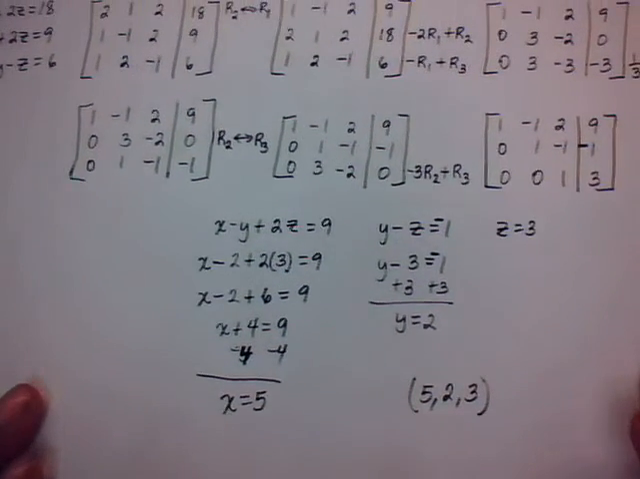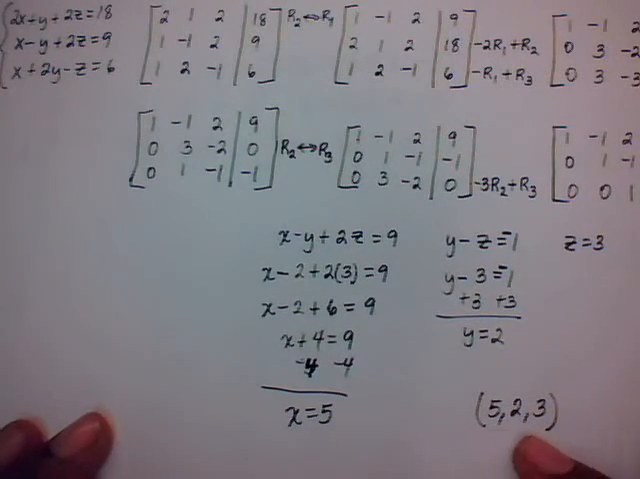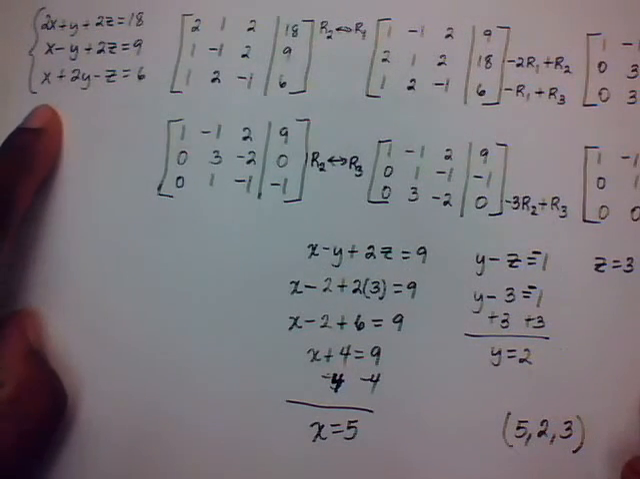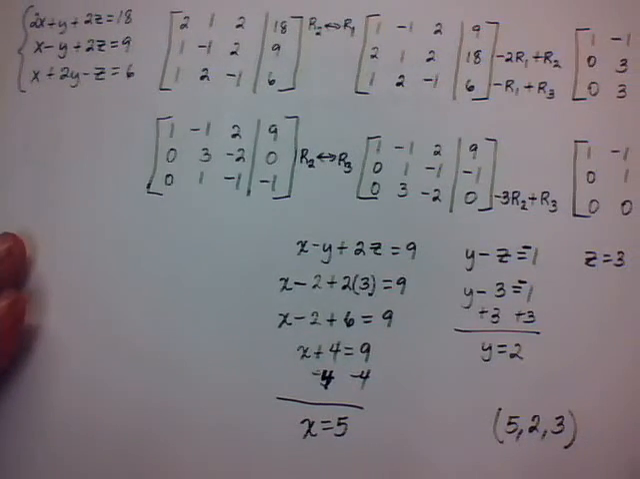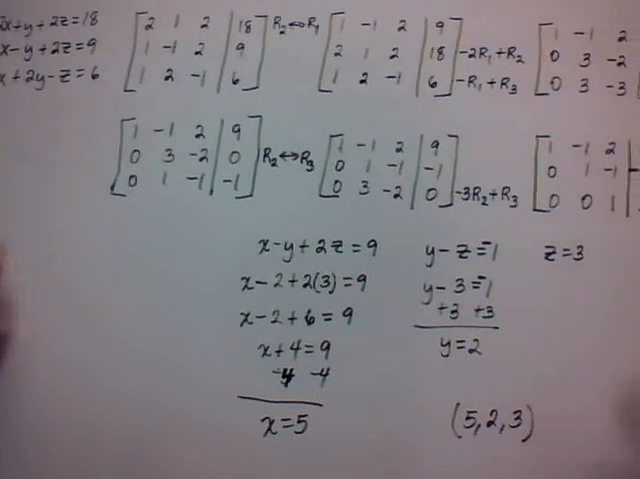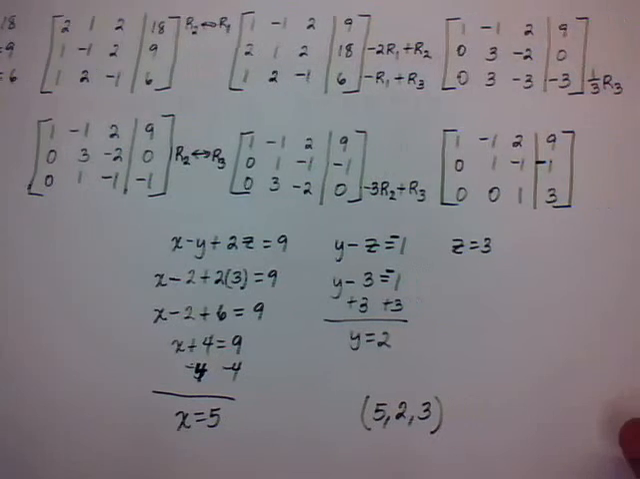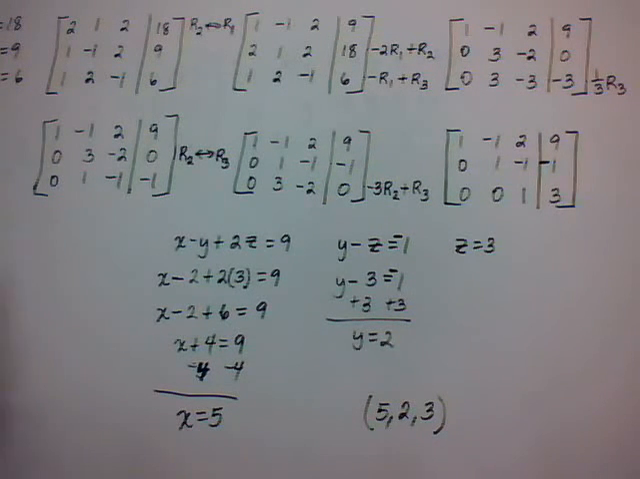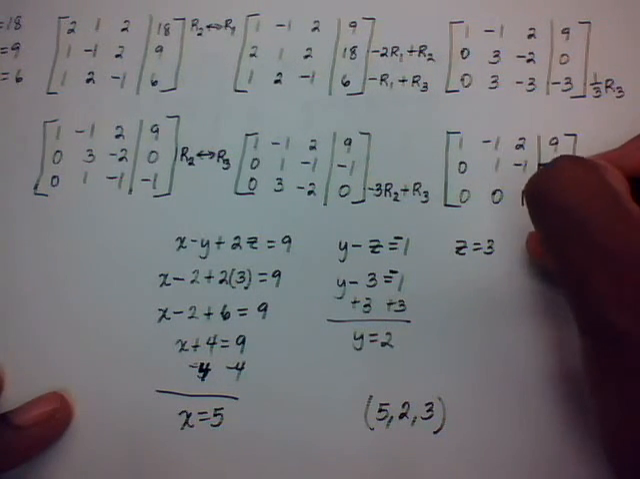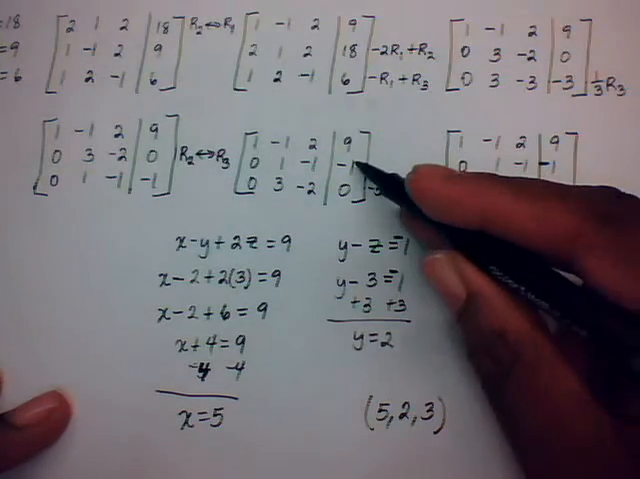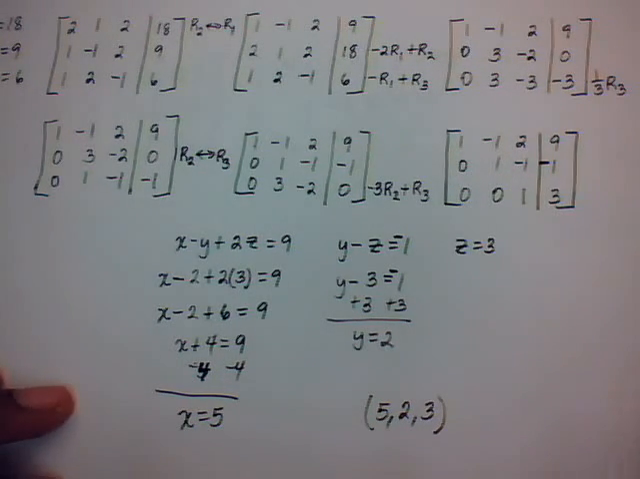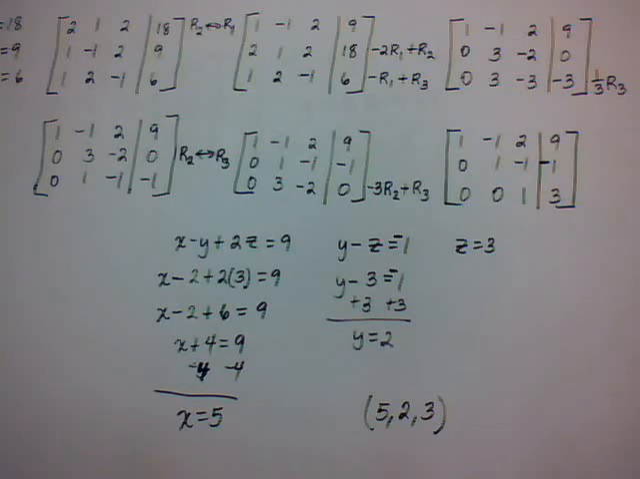And you can always go back and substitute this ordered triple in the original equations to see if that ordered triple satisfies each one of those. And if it doesn't, then I made a mistake somewhere. And I was able to catch this mistake right here by leaving off that -1 here. Okay, so that's how you solve a system of linear equations using an augmented matrix and using matrix row operations.